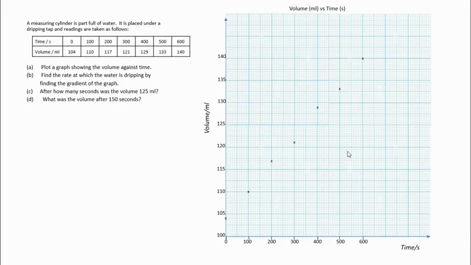So once we have plotted the points, it's time to draw our line of best fit. Obviously, all the points won't fall exactly on a straight line, but we are going to draw a straight line. Never join the dots.